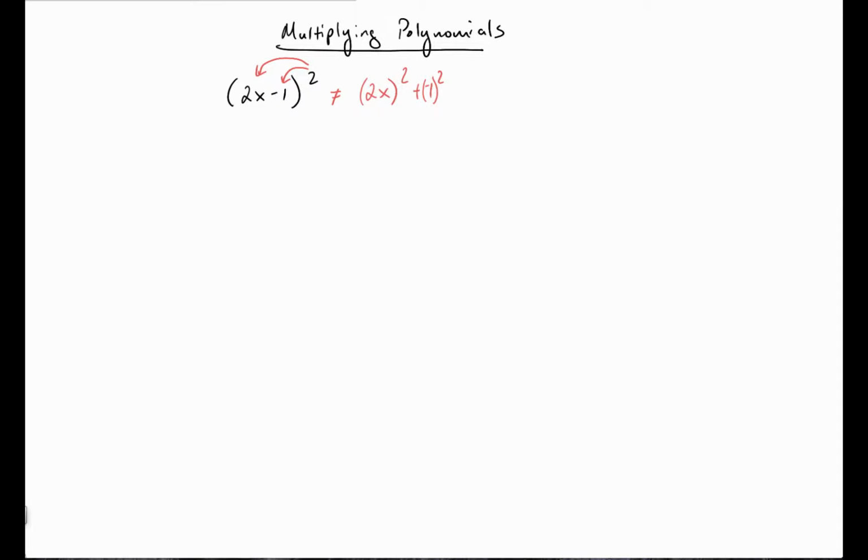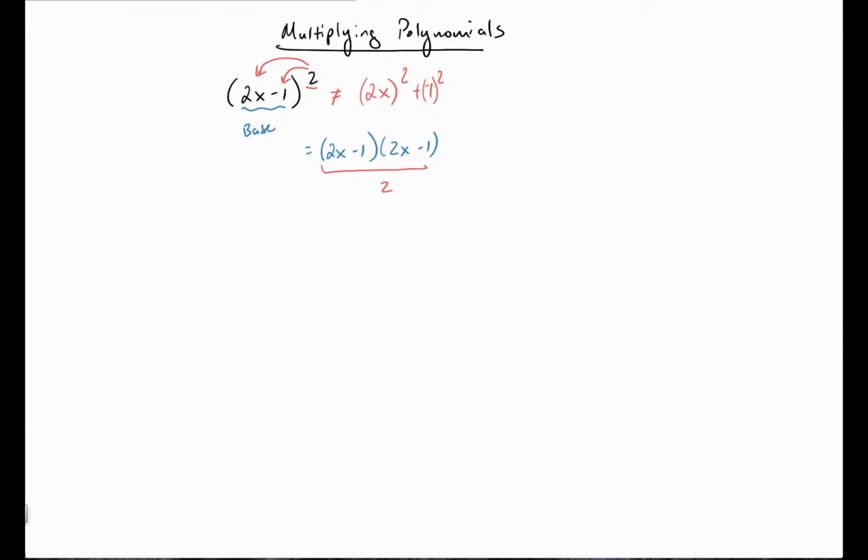Again, if we go to that idea, what is our base here? Our base is 2x minus 1. So that means that this must equal 2x minus 1 times 2x minus 1. We've got two of our bases based off of the exponent there, right?